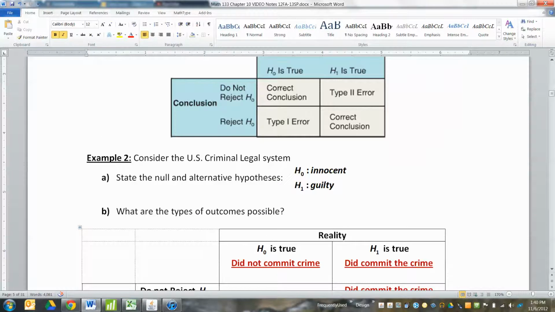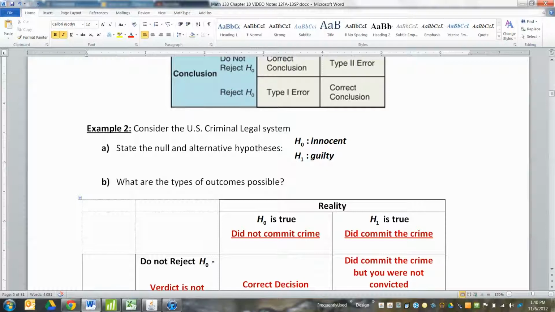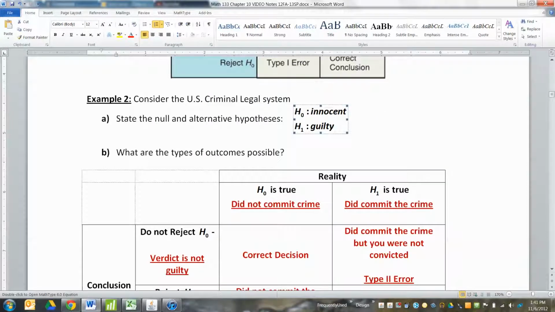Now let's see how this looks for the U.S. criminal legal system. So let's state the null and alternative hypotheses. We can do this either way. You can either say the null is innocence and the alternative is guilty, or you can reverse that, whichever. So I put in here innocence for the null and the alternative is guilty.